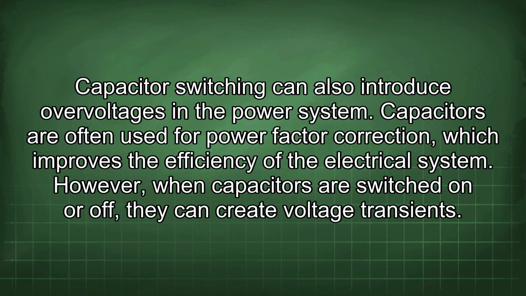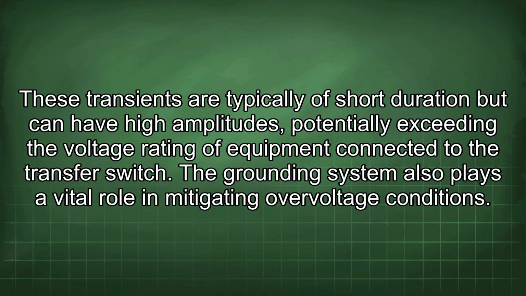Capacitor switching can also introduce overvoltages in the power system. Capacitors are often used for power factor correction, which improves the efficiency of the electrical system. However, when capacitors are switched on or off, they can create voltage transients. These transients are typically of short duration but can have high amplitudes, potentially exceeding the voltage rating of equipment connected to the transfer switch.